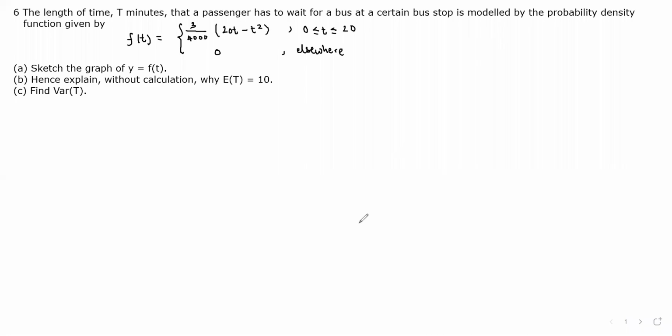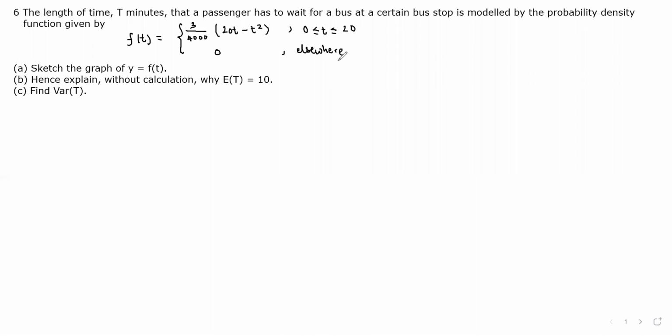We discussed question 6 of A-level mathematics paper 6, probability and statistics 2, May or June of 2020. T denotes the length of time that a passenger has to wait for a bus at a certain bus stop. We have the probability density function. Time is in between 0 and 20, and the density function gives us 0 for any other time.